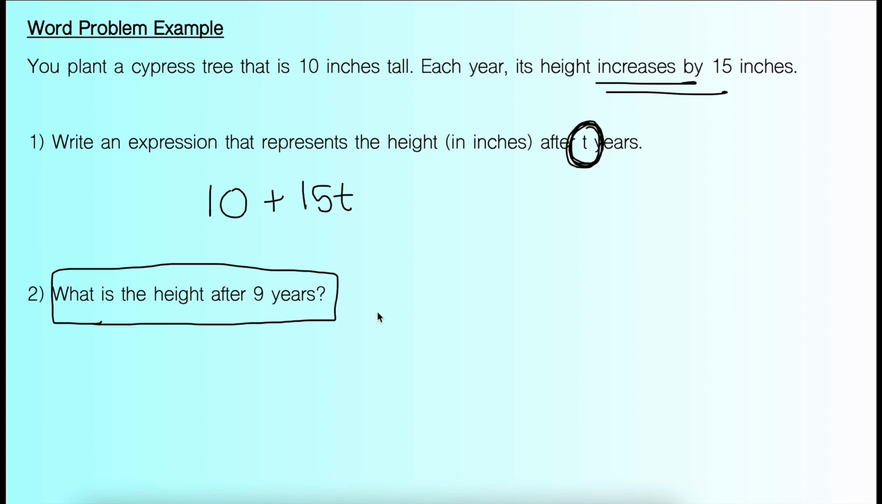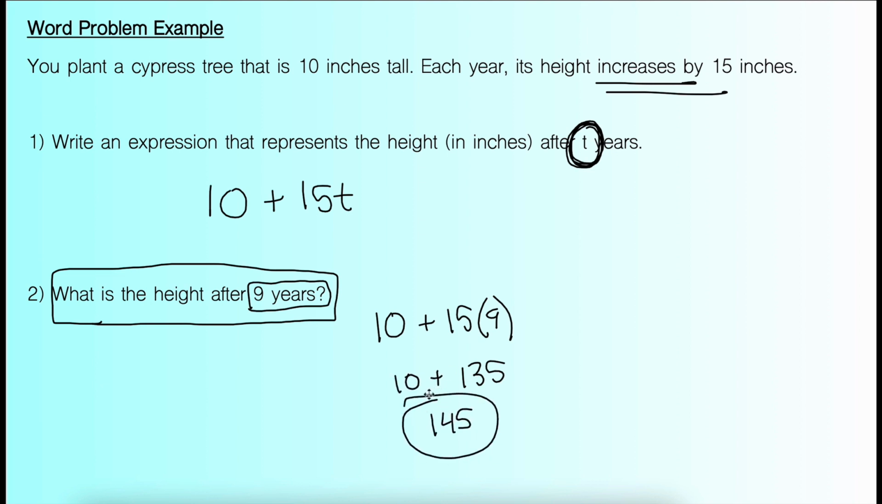Give it a shot. So to evaluate this expression, I did 10 plus 15. And instead of t, I know what t is in this problem. We're told the number of years is 9. And t equals years, so 15 times 9. And using order of operations, I would do 15 times 9 first, which is 135. Plus 10, and I get 145, final answer. So the final answer for this would be 145 inches tall after 9 years, if it keeps growing at a rate of 15 inches per year.